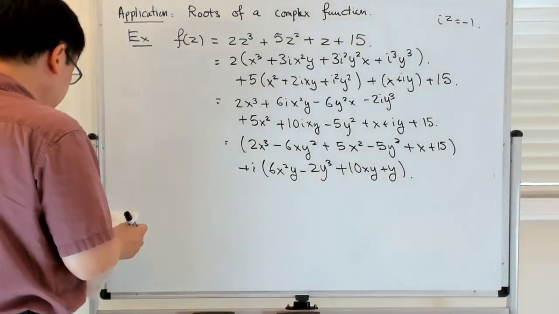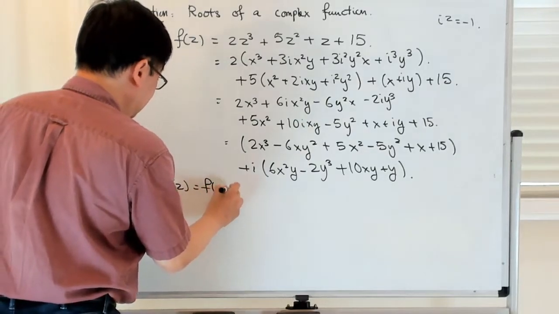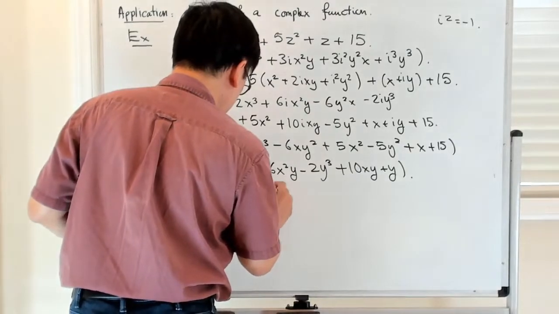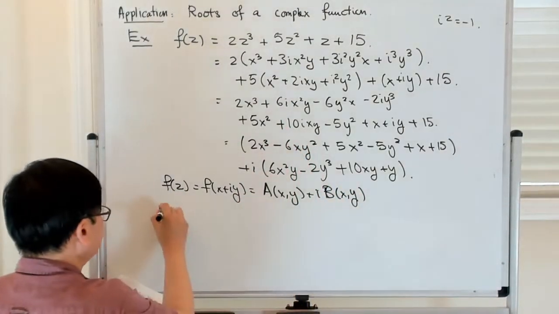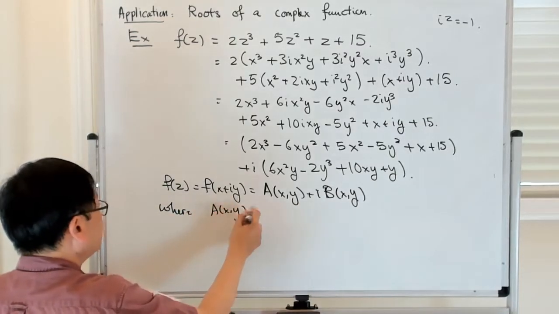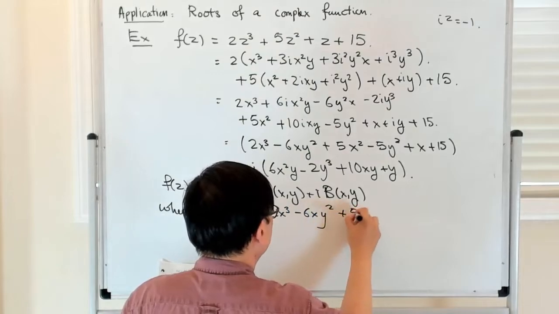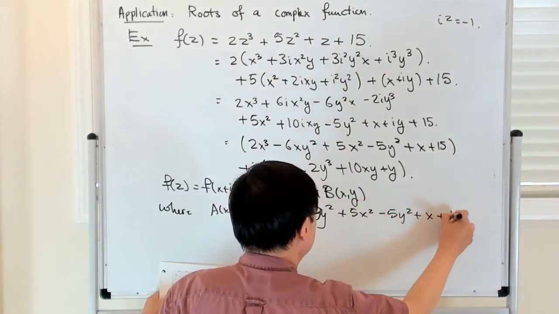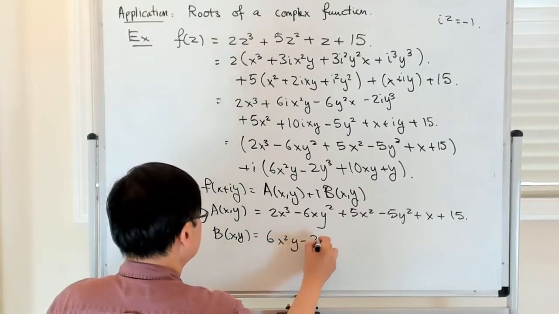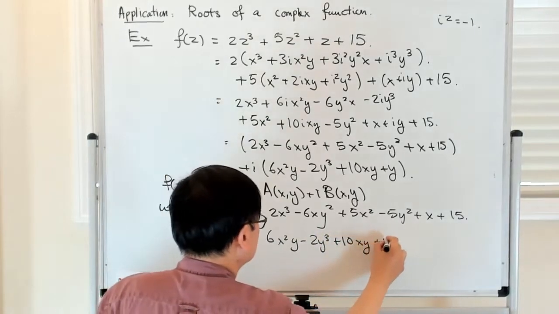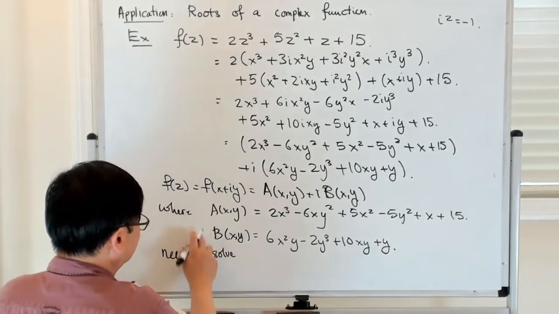So I've rewritten f of z, which is f of x plus iy, as a of xy plus i b of xy, where a of xy is 2x cubed minus 6xy squared plus 5x squared minus 5y squared plus x plus 15, and b of xy is equal to 6x squared y minus 2y cubed plus 10xy plus y. And I need to solve for the simultaneous zeros of these two functions.